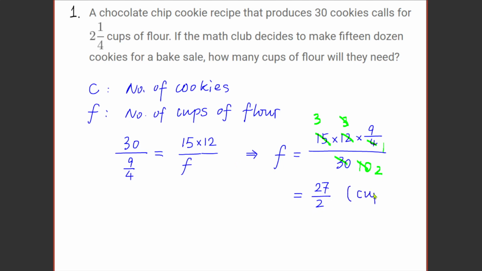And the unit should be cups, right? So we need 27/2 cups of flour. Okay, have a look at the question here. Any questions, just let me know, okay?